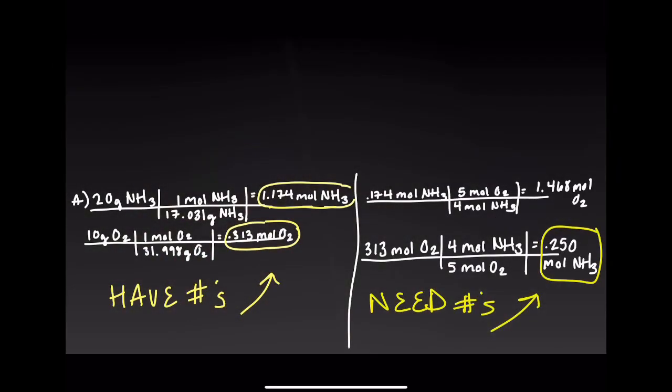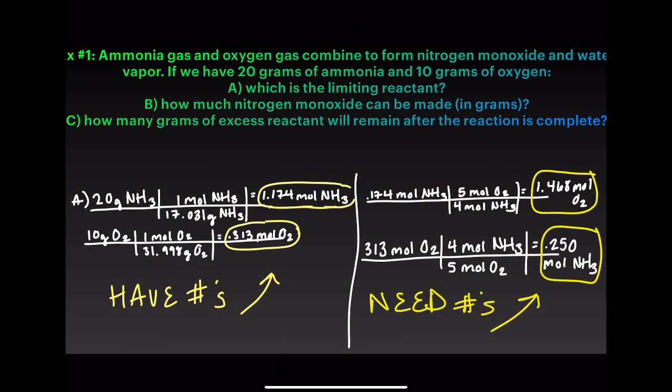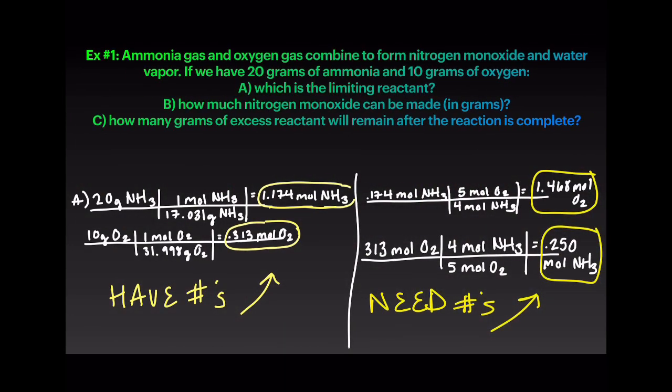Okay, so here's our first example. We're going to take ammonia gas and combine it with oxygen gas to form nitrogen monoxide and water vapor. And if we have 20 grams of ammonia and 10 grams of oxygen, we want to find A, B, and C. What's the limiting reactant? How much nitrogen monoxide can be made in grams? And how much excess reactant will we have left over? So push pause and try to write this reaction and balance it on your own. Okay, ready? Push pause.